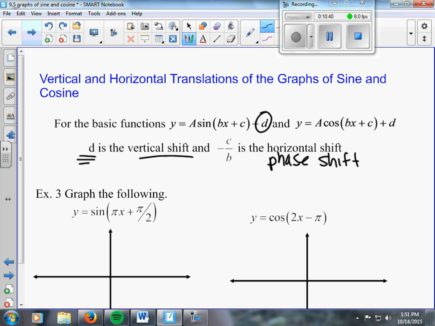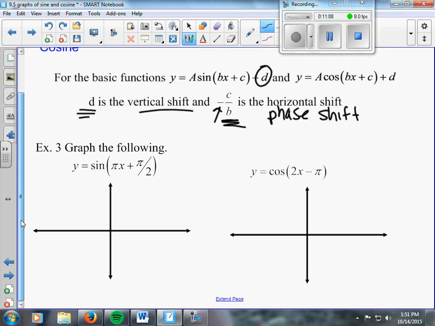Now remember, it's happening inside the parentheses with the X, so it's the opposite direction of what you think. If it has a +2, you're actually going to be moving left. Okay? The other thing that adjusts is we still have to do that dividing by B thing, where you adjust the period. So the phase shift is -C over B. That's a formula that you might have remembered from trig, but we would move left or right that amount. So let's do some examples here.